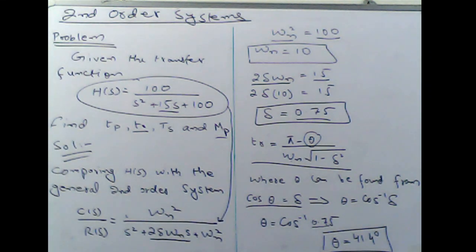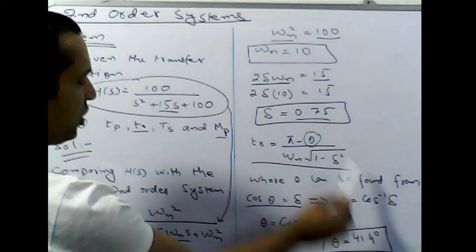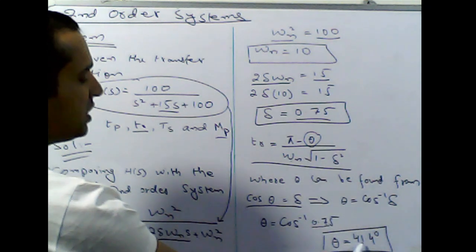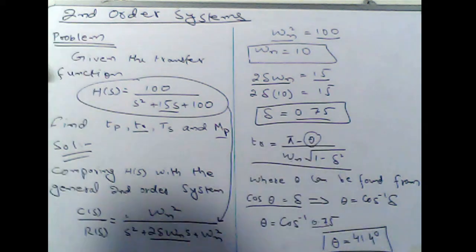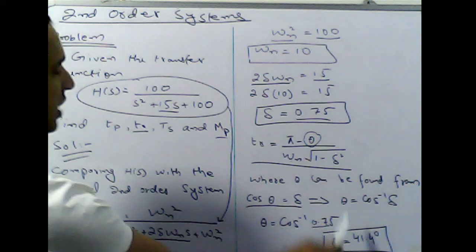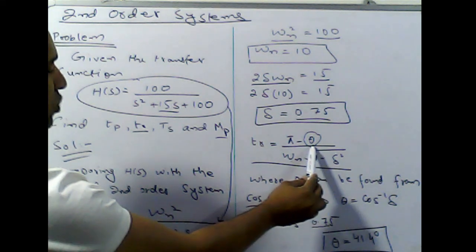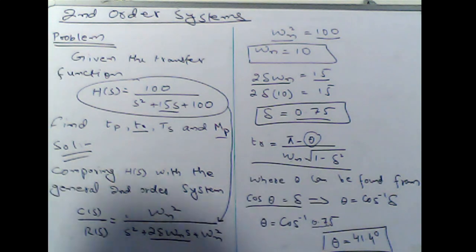degrees. You need to keep this in your mind: before putting the value of theta in this equation, you need to convert this 41.4 degrees into radians. So this is your homework. What you have to do is convert this theta value into radians and put this value into this equation and then come up with the final value of rise time.